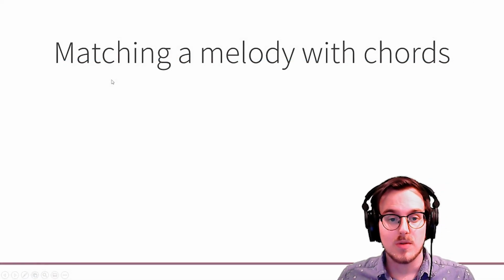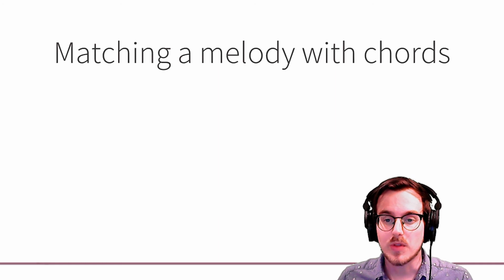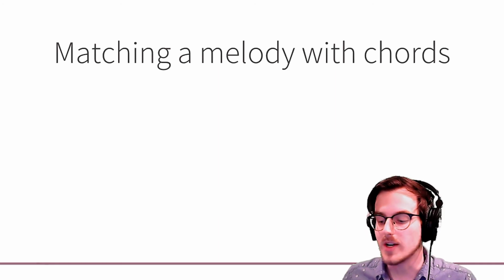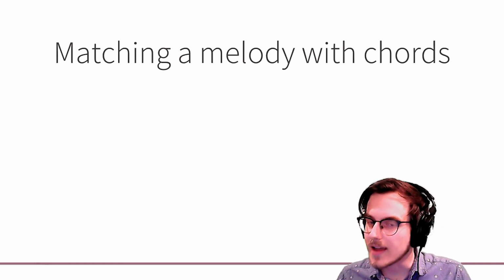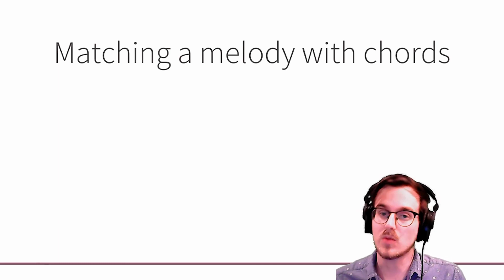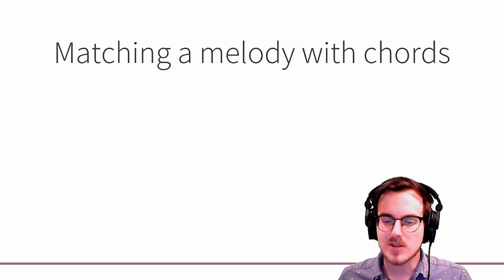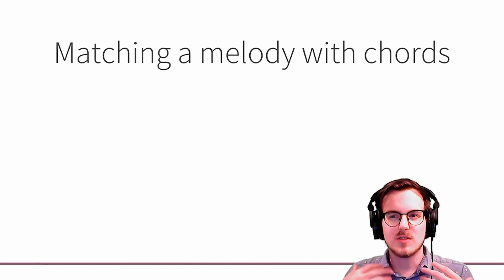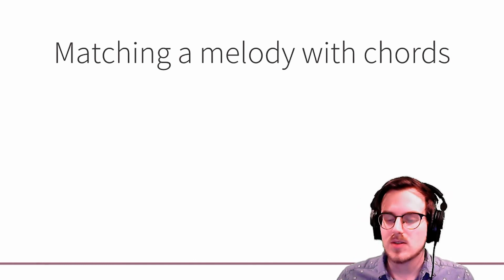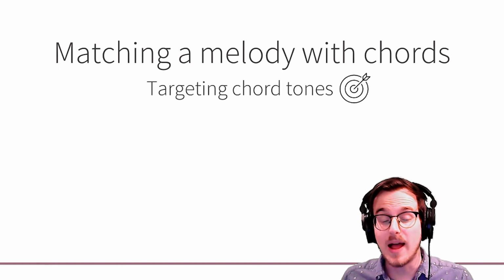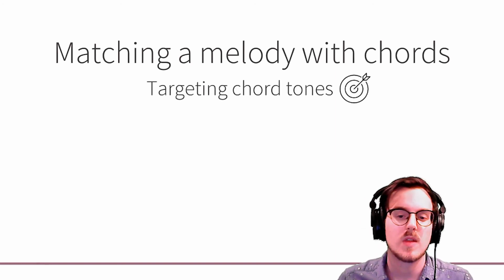Now we're going to go through how we would match up a melody with a chord. So we're taking that string of notes, we're arranging it in time, and now we want to connect it to the chord progressions that we have written. If you just do random notes over a chord progression, there's a chance that it might feel kind of disconnected. And so the way that we connect them up is by targeting chord tones.